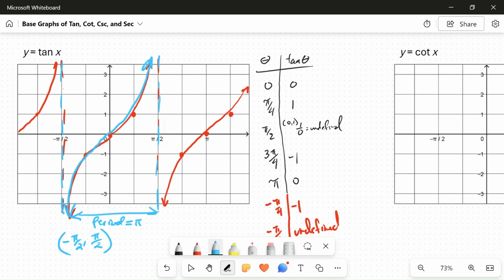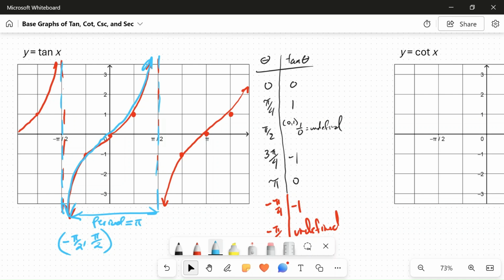We do not need to, or we can't actually include the endpoints, right? So I'm using parentheses on that notation there because we have asymptotes and we can't include those pieces in our interval. Okay, so that's what tangent looks like. It's an increasing function. Its one period graph has a length of pi, and the standard portion of the graph that we look at is from negative pi over 2 to positive pi over 2.